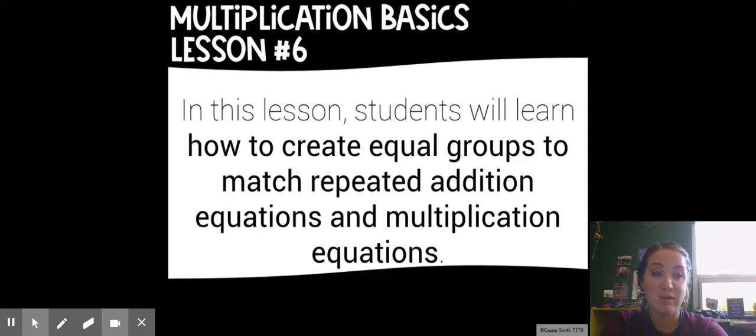Last week, we learned a bunch of different multiplication strategies. We learned all about how to draw arrays, we learned repeated addition, and we learned about equal groups. Today, you'll learn how to create equal groups to match repeated addition equations and multiplication equations.